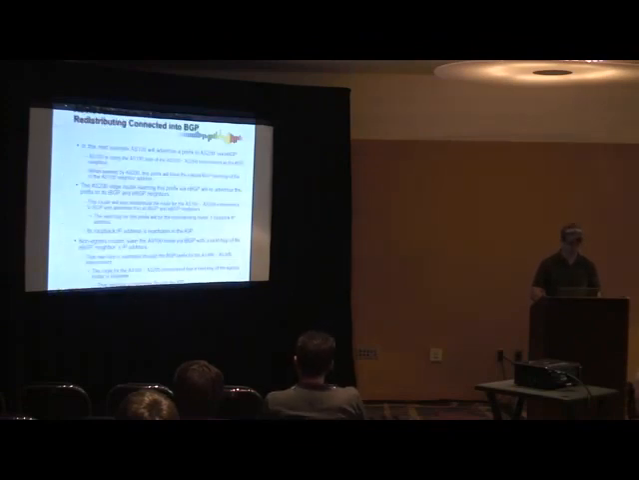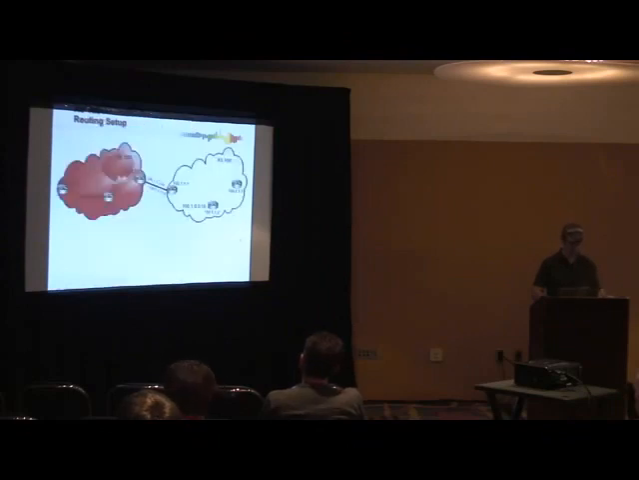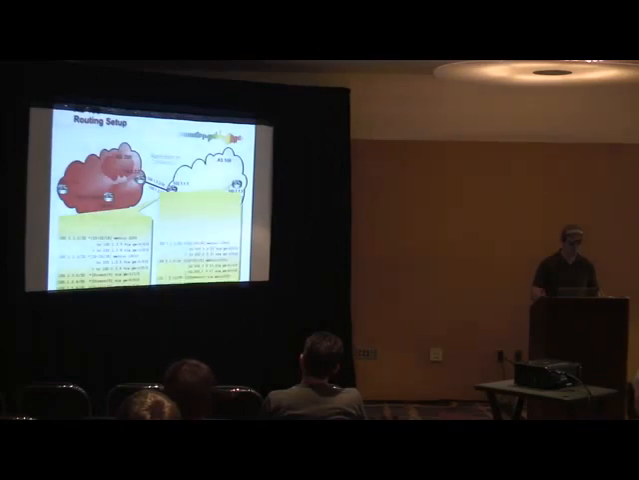Second example, we're going to redistribute connected into BGP. So the way this works is, again, the same setup. And we're going to learn the route via eBGP and redistribute our connected routes into BGP. So this /30 point-to-point here is going to be redistributed into the iBGP for AS100. And you'll see that here. Here's the /30 with a protocol next hop of 1.1.1.1, which is his loopback.